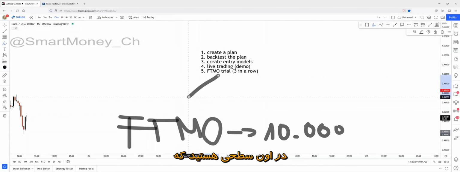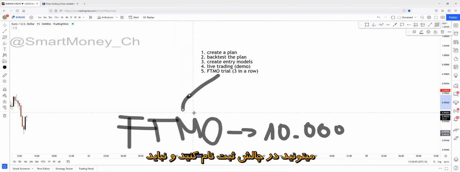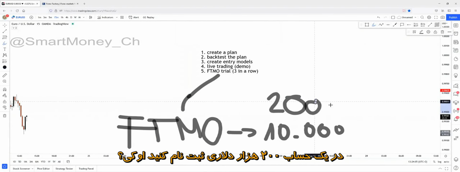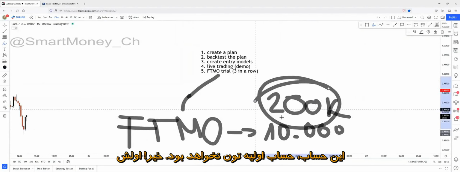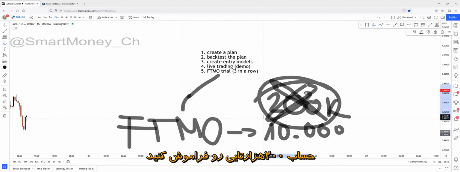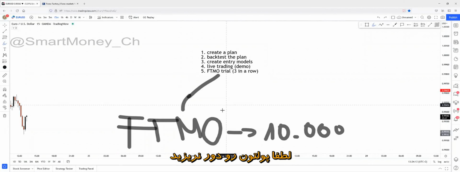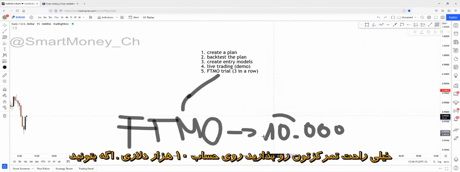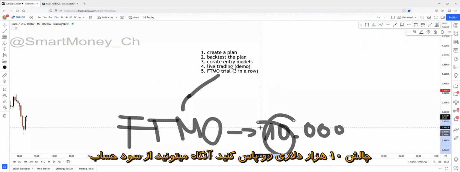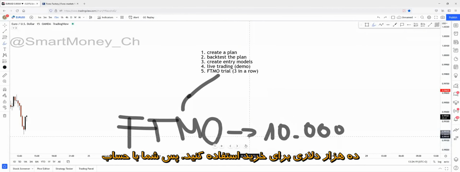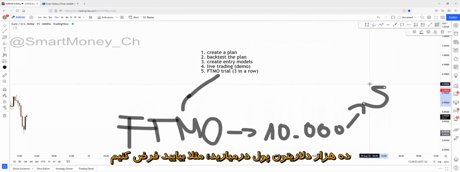If you feel yourself at that level where you can apply for a challenge, then you can apply. And you're not going to apply for a 200K account, okay? This won't be your first account. No, forget about the 200K. First, just do me a favor and don't waste your money. Simply focus on the 10K. If you can complete this 10K, then you can use the profits of the 10K to buy a bigger account. So from the 10K, you're going to make money.